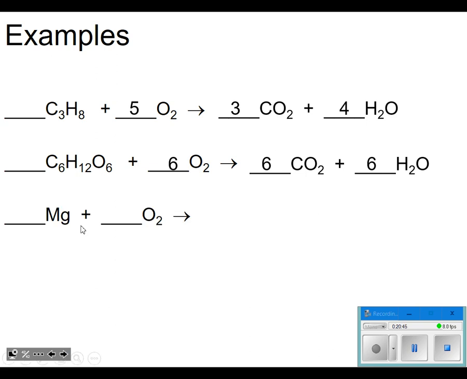Okay, we could also have something like magnesium and oxygen, but I will tell you we're not going to test you on ones like this, but it creates magnesium oxide, so it's a little bit different. It's kind of like a synthesis reaction, but anytime you combine something with oxygen, it's actually known as a combustion reaction. But again, we won't test you on this in our chemistry classes.